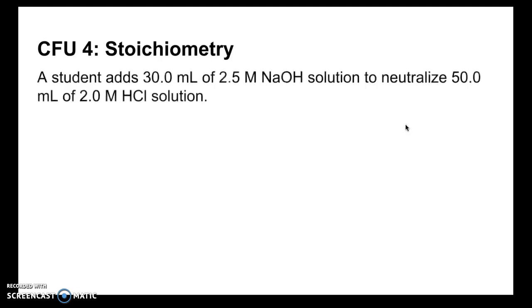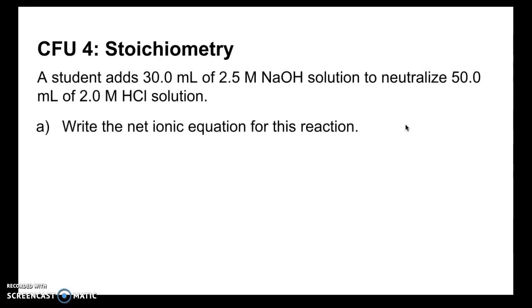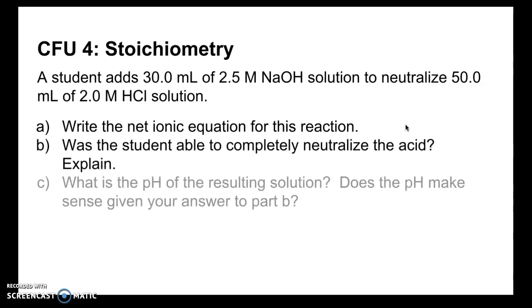We're going to go into CFU4, which is the next stoichiometry problem. In this problem, a student adds 30 milliliters of a 2.5 molar sodium hydroxide to neutralize 50 milliliters of a 2.0 molar HCl solution, and I have 3 separate questions. We're going to write the chemical equation. We want to know if the student was able to completely neutralize the acid, essentially meaning, did we add enough of the sodium hydroxide to neutralize the acid that we have? And determine the pH of the resulting solution, and also see if that makes sense given what we know in part B. So what do I mean by that?